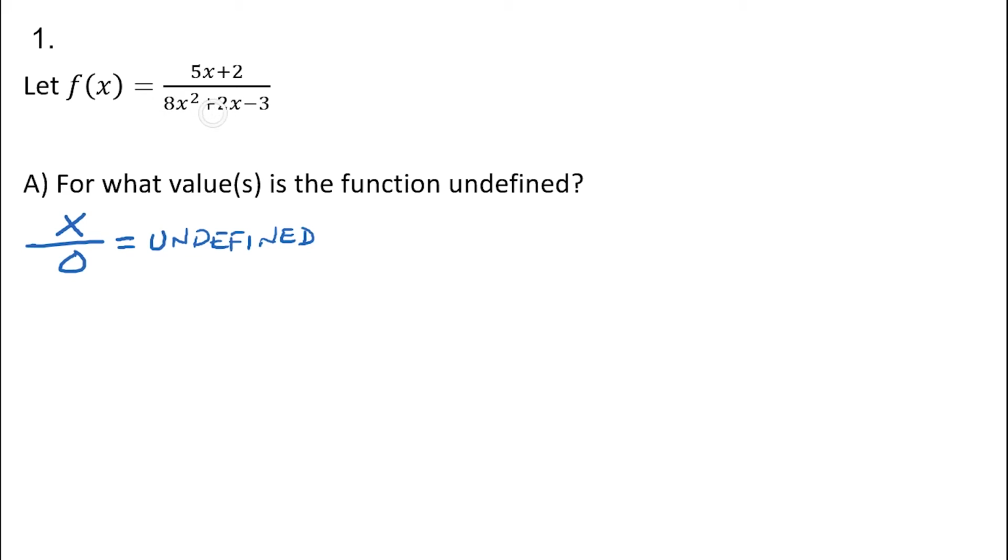so if we take the denominator, the polynomial that's in the denominator, and apply this concept here, then we just set what's in the denominator equal to 0. So let's see, 8x squared plus 2x minus 3 equal to 0. So now I want to solve this for x, because the values of x that make this statement true are going to cause a 0 in the denominator, and it's going to cause the function f of x to be undefined.